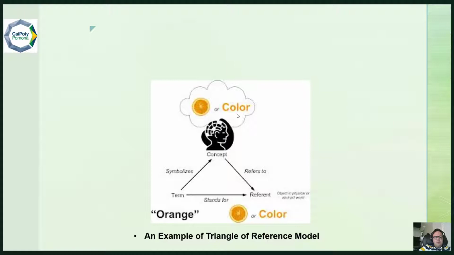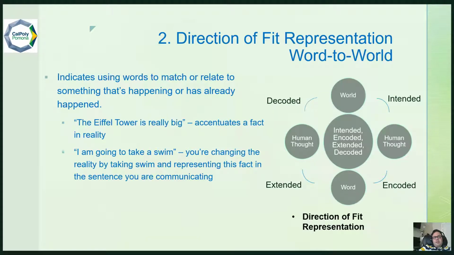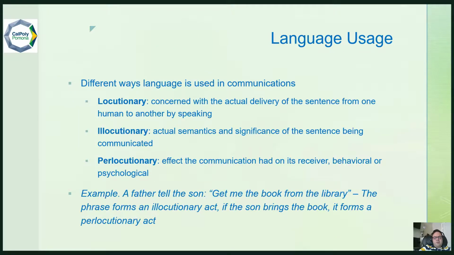The second theory that is used in NLP to explain the communication foundation is direction of speech representation, or word to world. It indicates using words to match or relate to something that's happening or has already happened. For example, the Eiffel Tower is really big. It accentuates a fact in reality. We already know that the Eiffel Tower is very big.